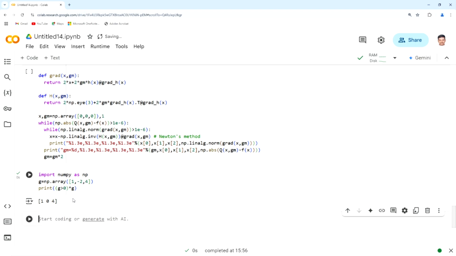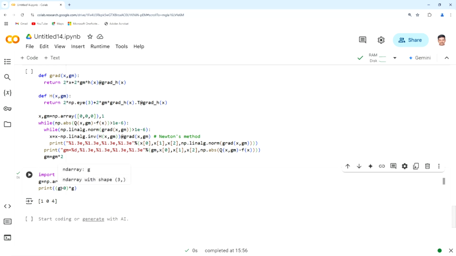Yes. So, what has happened when g is greater than 0, it has given us 1. So, 1 into 1 is 1, and when g is less than 0, this is false. So, it gives 0. So, 0 into minus 2 is 0, and similarly when g is 4, 4 greater than 0 is 1, that is true, true is 1. So, 1 into g is 1 into 4 is 4, right.